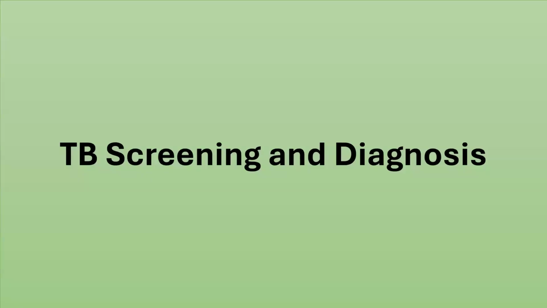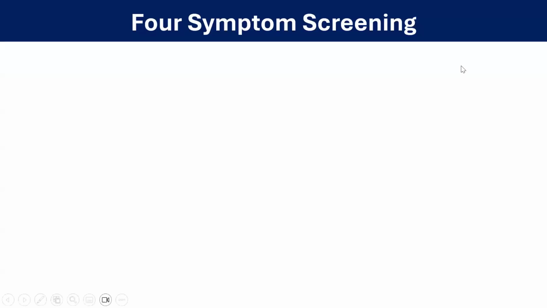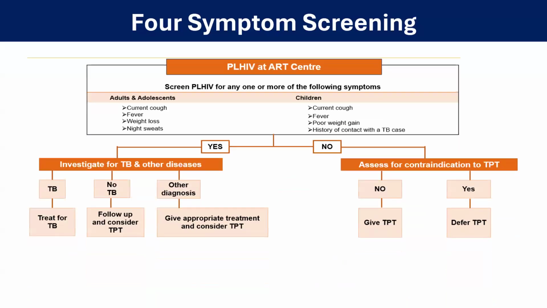So coming to the TB screening and diagnosis. The four symptom screening, we are all aware that the four symptom screening has to be done for each and every patient, right? So we look at what are the four symptom screenings among the adults and the children. When we talk about the PLHIV coming to the ART center, the four symptom screening varies from adults to the children. When we talk about adults, it will be the current cough, fever, weight loss, and night sweat. Current cough, cough of any duration, that's what we say when we talk about current cough among the adults. Same when we talk about the children, a bit varied among the four symptoms.